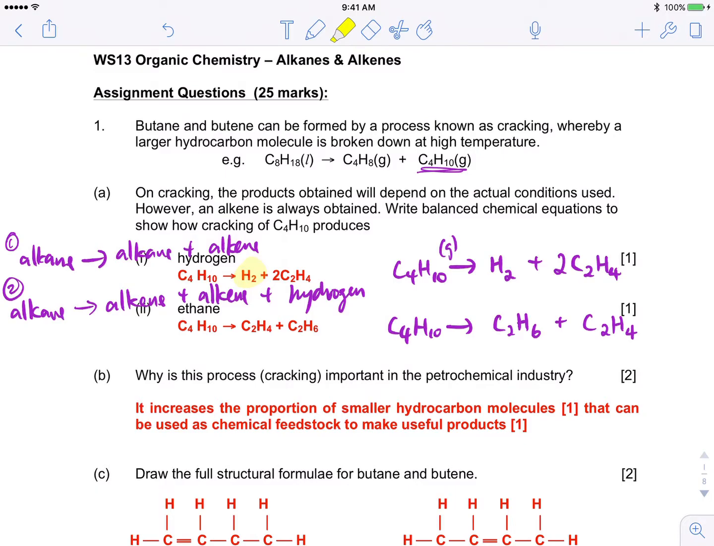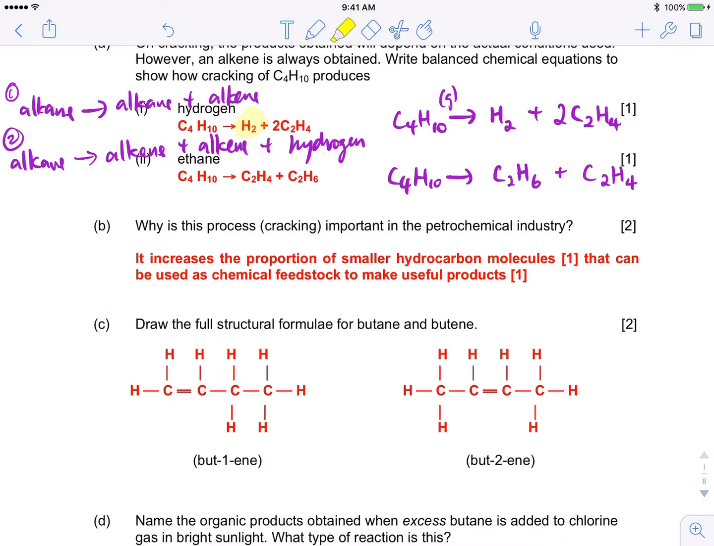It's always H2. Why is it important in the petrochemical industry? Mainly, it is to make smaller hydrocarbon molecules, which are more useful, to make useful products. So if you state the use of them, I will accept. Some of you say that it is to form petrol. So what you need to elaborate on is, what exactly is petrol? Petrol is actually a short chain alkane. The whole purpose is to make smaller hydrocarbon molecules, be it alkane or alkene, because they are more useful than a long chain alkane.